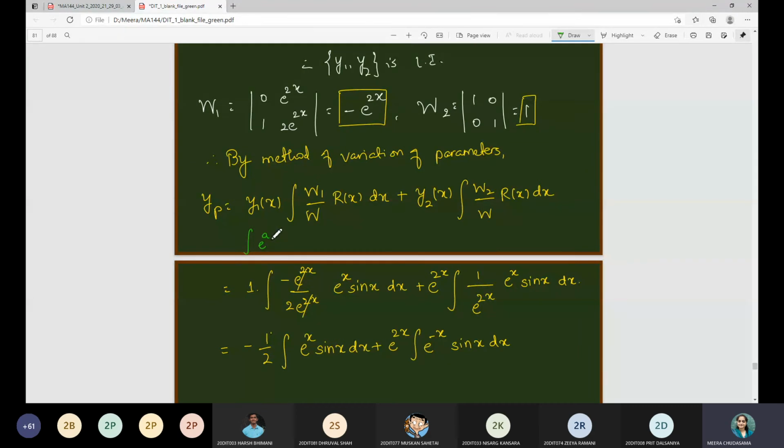Have you come across this kind of integration? Yes? Yes, ma'am. What is it?